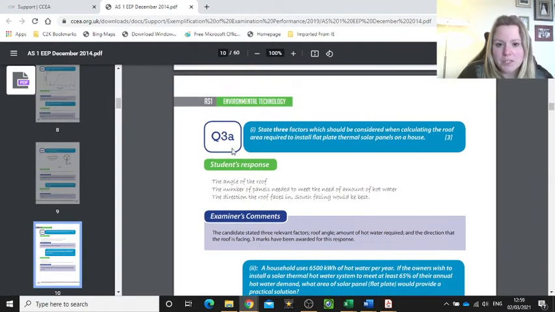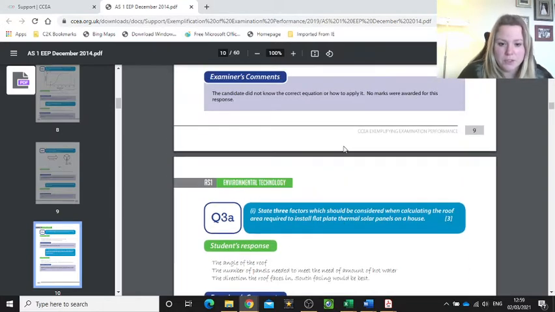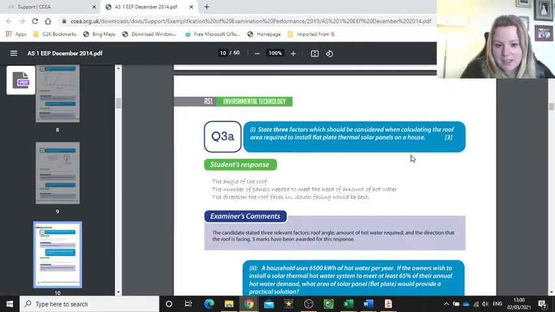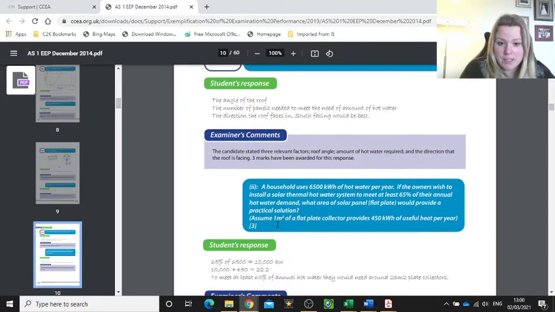Here, question 3 in this paper was about solar. State 3 factors which should be considered when calculating the roof area required to install flat plate thermal solar panels on a house. How I want you to use this is to have a look at the question, and have a look at the student's response. See the way I've hidden the examiner's comment? I want you to think, how many marks out of 3 would that get and why? Then go and look at the examiner's comment and see if you were right or not. I want you to do that for the whole document.